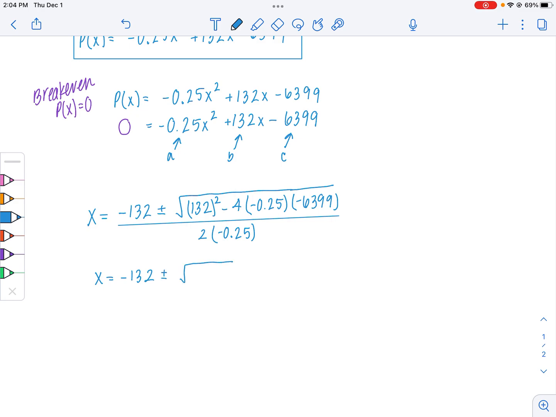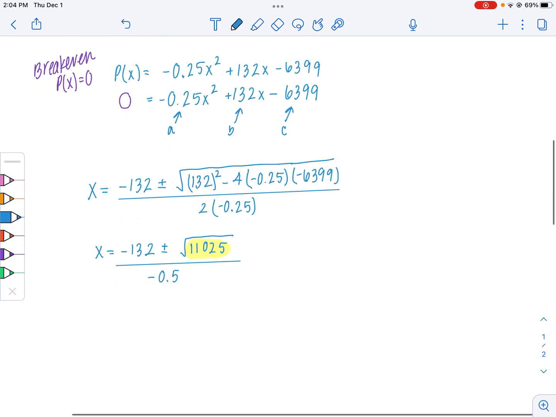So if I simplify this, I should be getting 11,025. So make sure you're able to get that number. That's usually where the trouble happens, is simplifying what's called the discriminant. So make sure you can get to there. And actually, that number is a perfect square. 132 plus or minus, it becomes 105 actually. So it just makes our life a little bit easier.